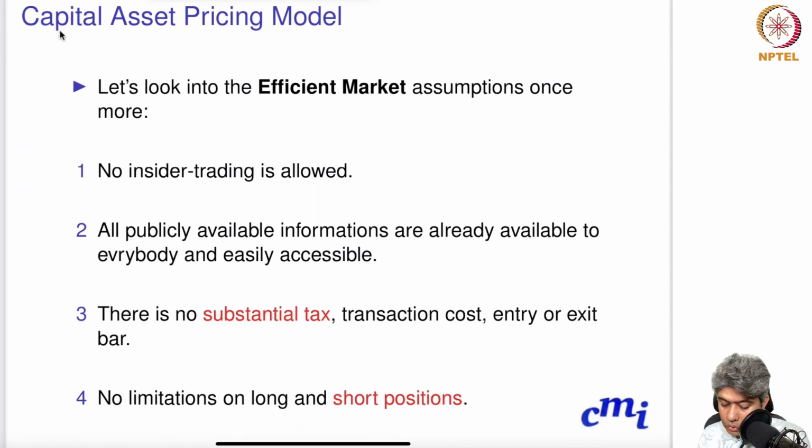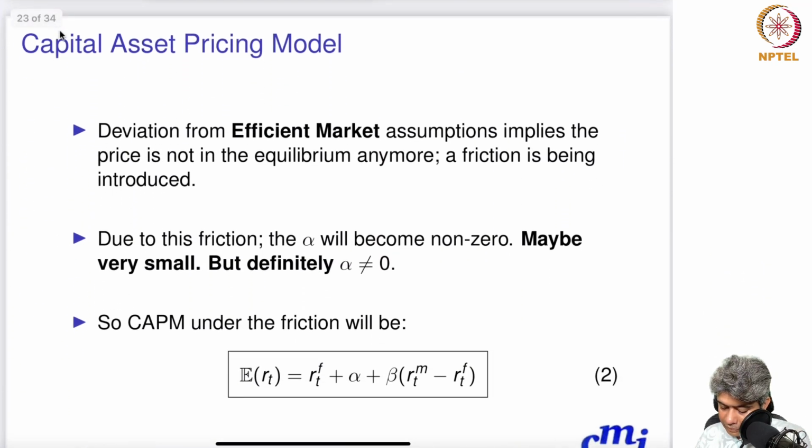Let's look into the efficient market assumption once more. No insider trading allowed, and all publicly available information is already available. There is no substantial tax, which is not right, and short positions are allowed, which is also typically not right. Because of the deviation from the efficient market assumption, price is not in equilibrium anymore. A friction is being introduced, because if you remove those two, some friction is there. Maybe they're very small, but definitely alpha is non-zero.